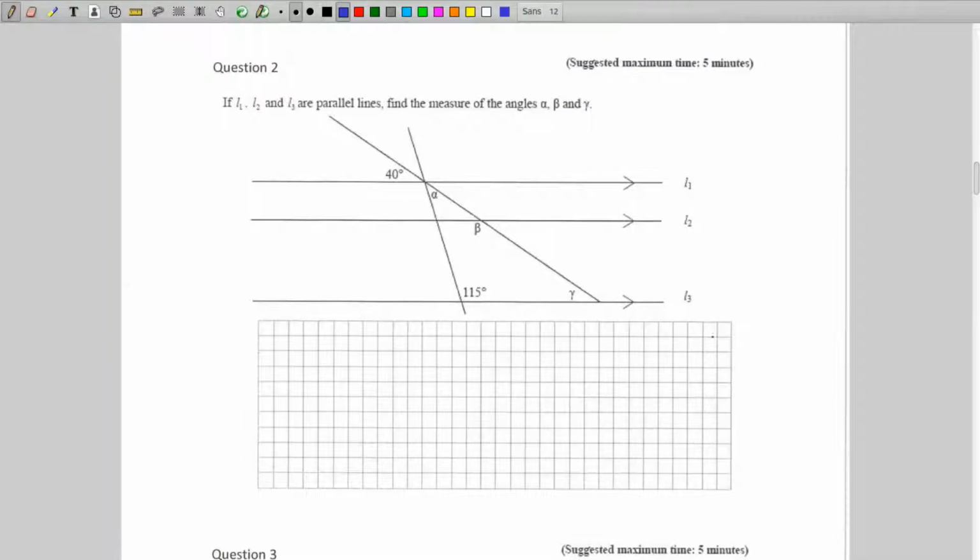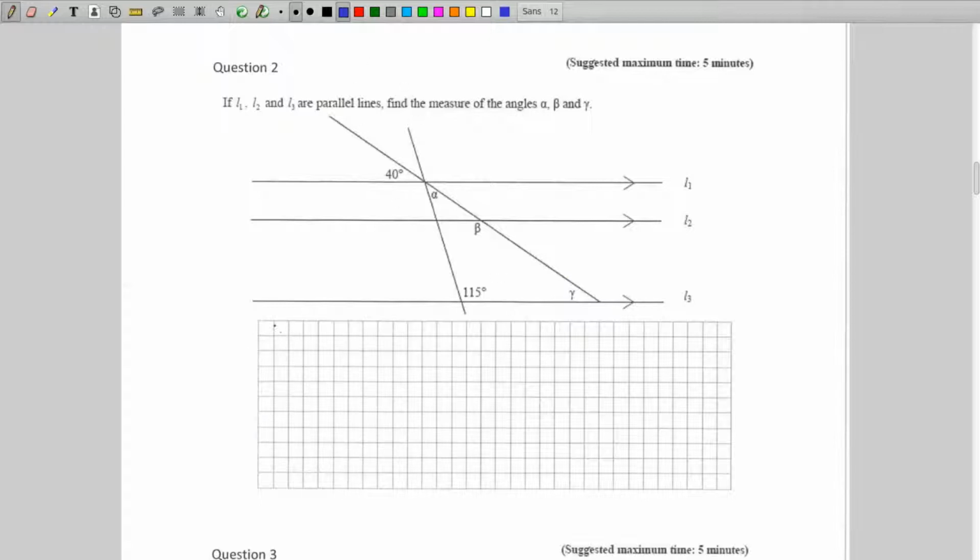Question 2 is a geometry question. You're given a few parallel lines L1, L2 and L3 and a couple of transversals as well. You need to find the measure of the angles alpha, beta and gamma, not necessarily in that order. So you need to remember the various rules of transversals and parallel lines that we've come across.